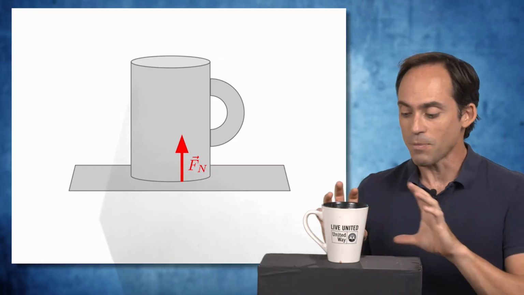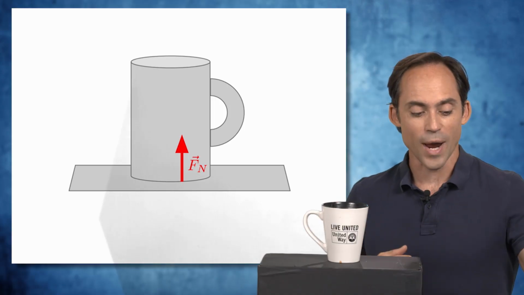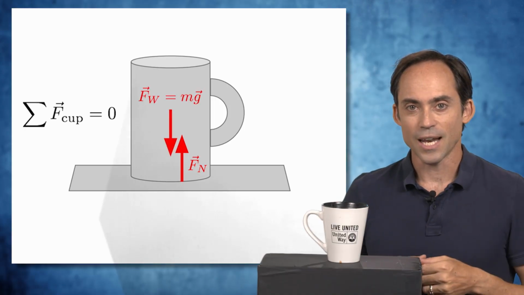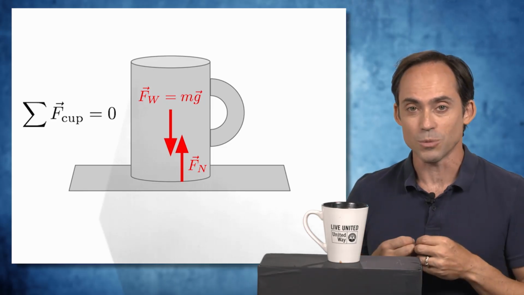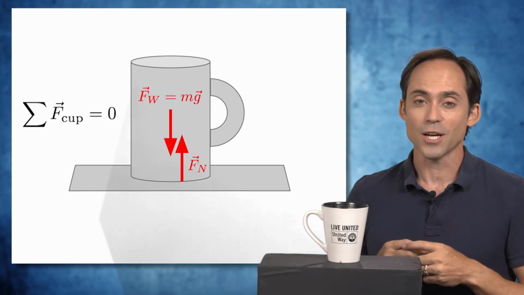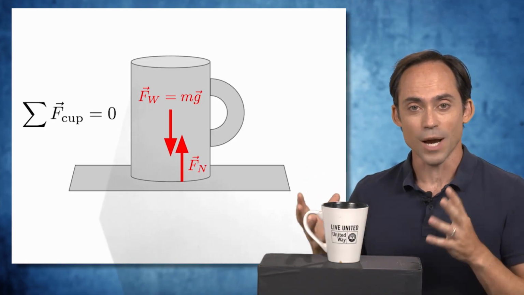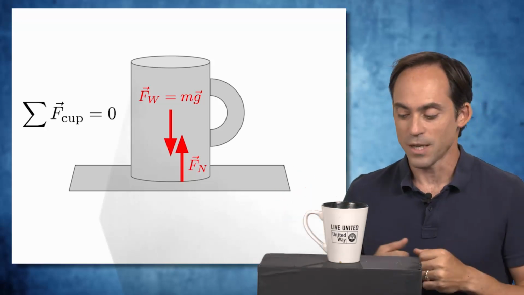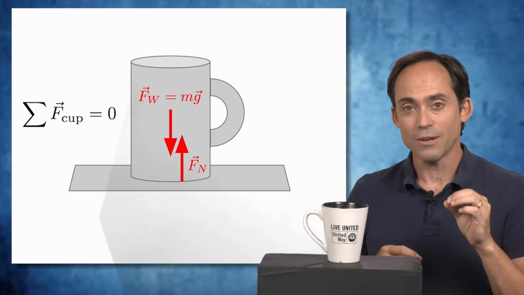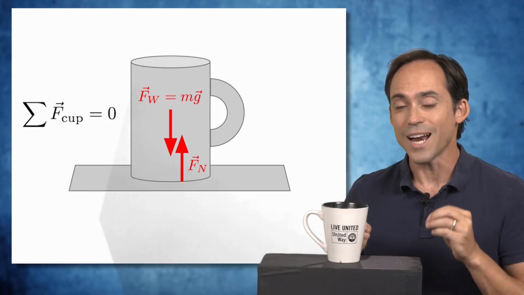Now, at the same time, the mug has a mass, and being near the surface of the earth, it's going to have a weight, which is going to pull it down. And if these two force vectors, the weight and the normal force, are equal to each other and opposite in their direction, the sum of those forces is zero, and you're going to have an object that's at rest, at least vertically, and that's exactly what we see here. The cup's not moving.